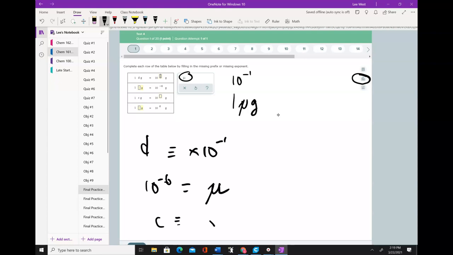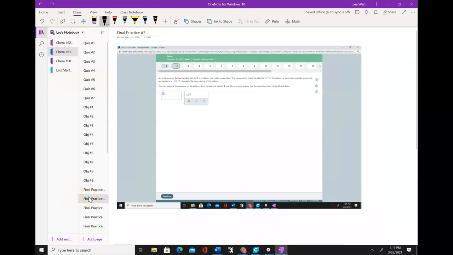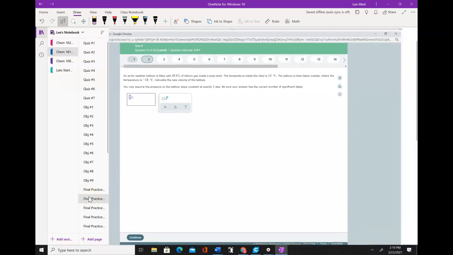Centi is equivalent to times 10 to the minus 2. So the missing exponent on the third row is minus 2. And then finally, we've got 10 to the 6 as our power of 10, which is the same as mega, which is indicated with an uppercase M. Remember, milli is lowercase m and mega is uppercase M, and don't get the two confused. Milli is equivalent to times 10 to the minus 3, and mega is equivalent to times 10 to the 6.